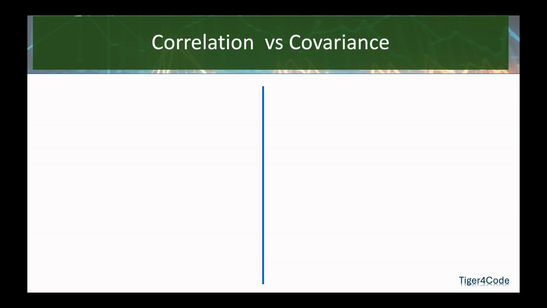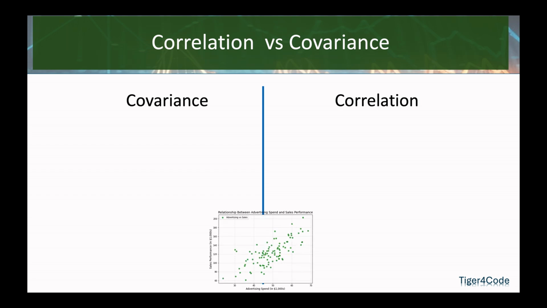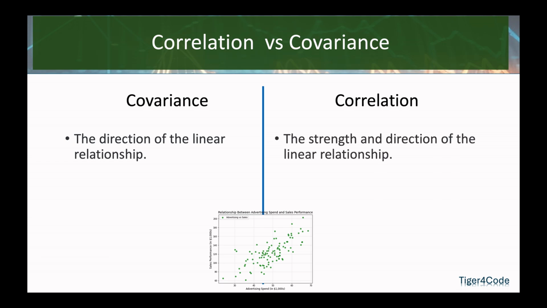Covariance, which we introduced in the last episode, and correlation are very similar concepts. So, what is the main difference between them? Both covariance and correlation measure the relationship and the dependency between two variables. Covariance indicates the direction of the linear relationship. Correlation measures both the direction and strength of a linear dependence between two variables.